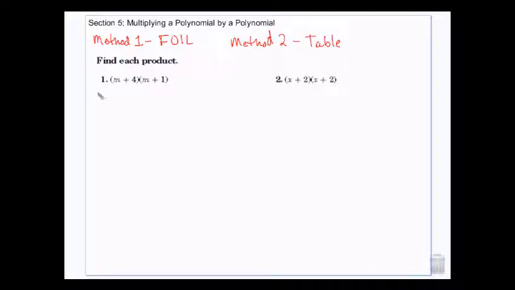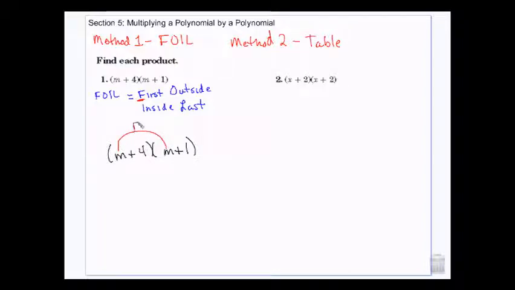So we'll start with number 1 using FOIL method. And FOIL stands for first, outside, inside, last. And it represents the order that you multiply things in. So when we have our m plus 4 times m plus 1, first, the 2 first things in the parentheses, m times m. So m times m is m squared.